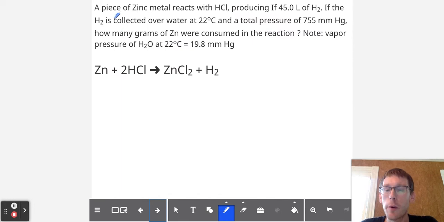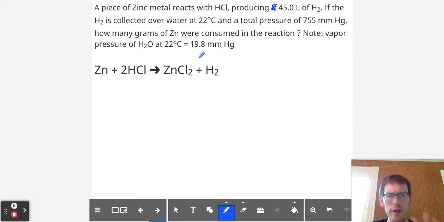Now, let's say that we're given this problem here. A piece of zinc metal reacts with hydrochloric acid, producing 45.0 liters of hydrogen gas. If the hydrogen gas is collected over water at 22 degrees Celsius and a total pressure of 755 millimeters of mercury, how many grams of zinc were consumed in the reaction? Note, vapor pressure of water at 22 Celsius is 19.8 millimeters of mercury.